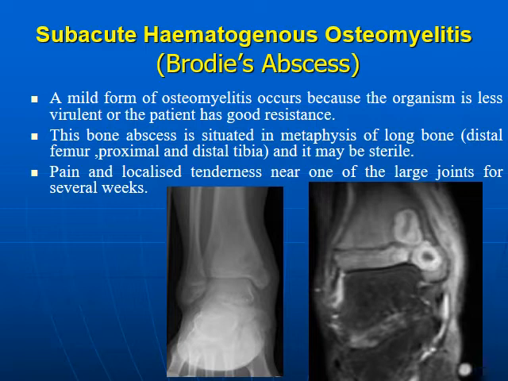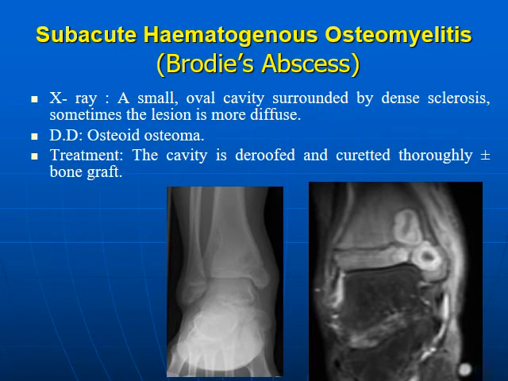There is a mild form of osteomyelitis when the organism is less virulent or the patient has good resistance, which we call Brodie's abscess. It occurs in the metaphysis of a long bone, like in this case in the distal tibia, and you will find just pain and localized tenderness as we see here. You see a small oval cavity surrounded by dense sclerosis. Sometimes one of the differential diagnoses is osteoid osteoma. For this cavity, we just deroof it, curette it thoroughly and put in a bone graft.